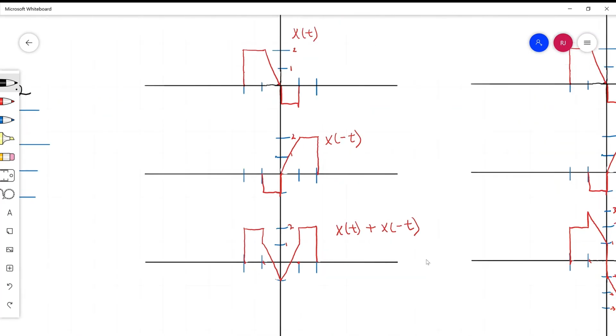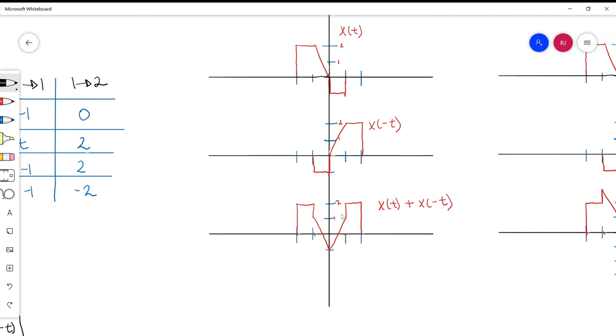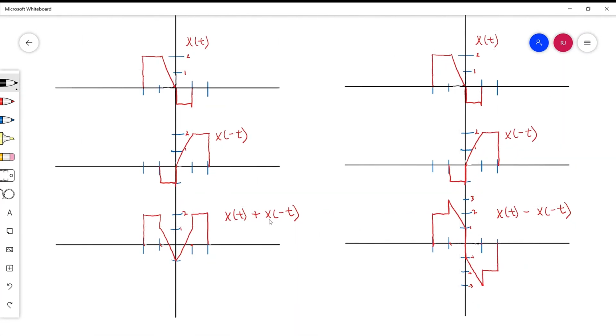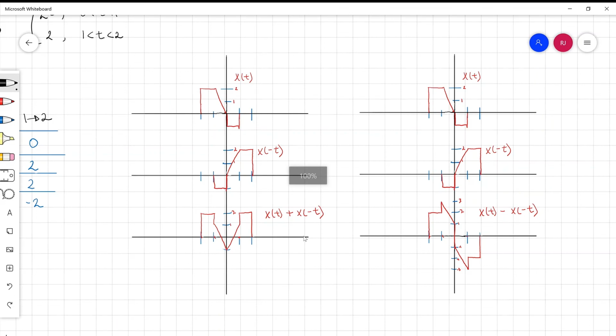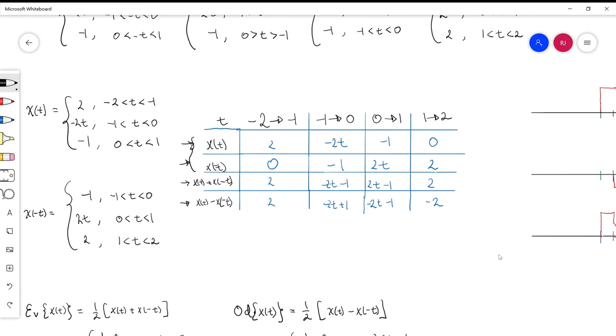So you can see that you can work this in two ways. You can either go with the table, or you can plot this out and do it visually. And so on the left side, you have x of t plus x of -t. You have that drawn there. On the right side, you have x of t minus x of -t. So these are the plots of the third and fourth row in this table here.